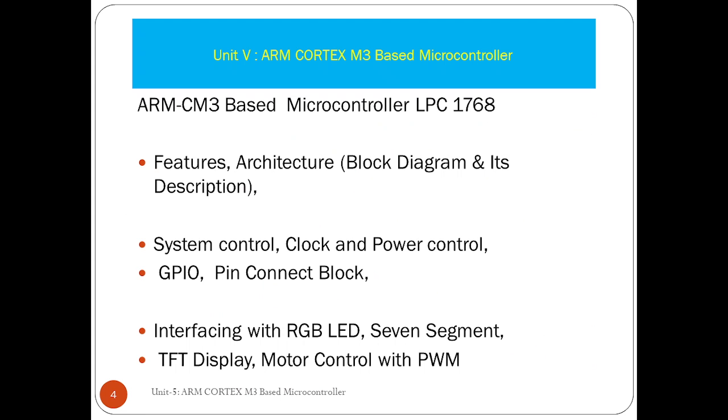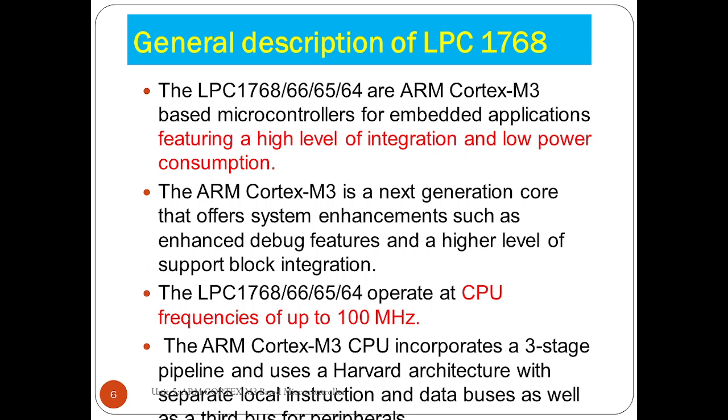We are trying to understand these things. Features: there are different types of blocks available: system control, clock, power control, GPIO, and pin connect block. Here is the generalized discussion of ARM Cortex. The controller which we normally use in the lab is LPC 1768. This is one of the controllers under the category of Cortex M3. Under this Cortex M3 there are three different categories available. So we will see those things.